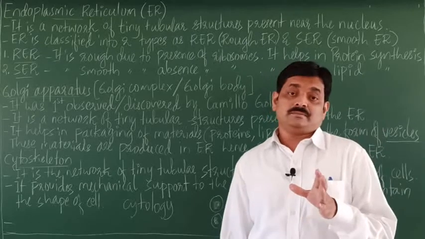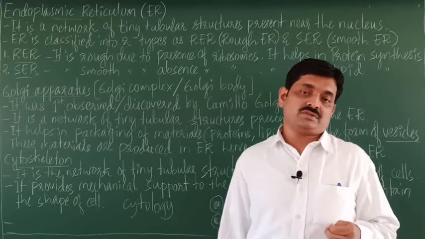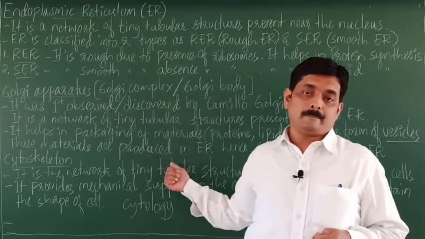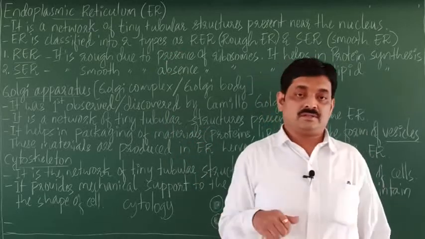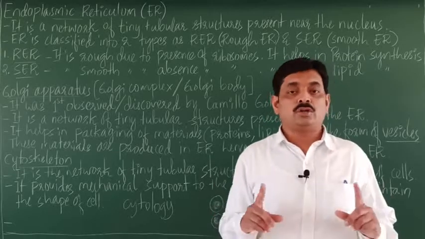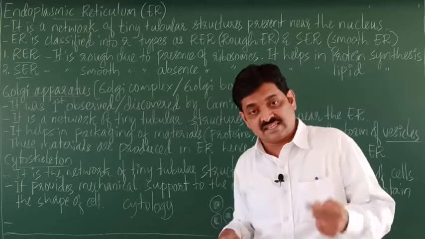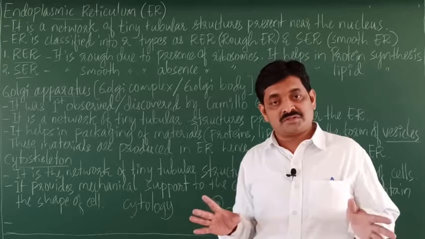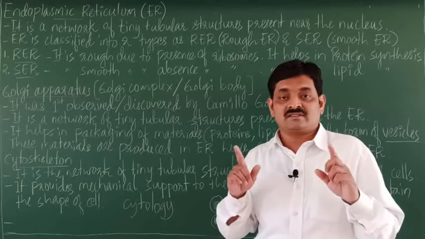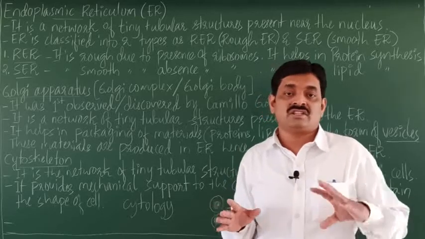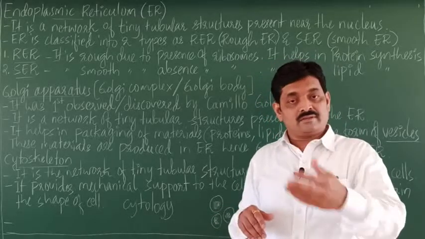So cytoskeleton consists of two supporting structures. One is endoplasmic reticulum and second is the Golgi complex. So endoplasmic reticulum and Golgi complex are the two important supporting structures of a cell, right? So because of this, we can call them supporting structures of the cell, or cytoskeletal structures of the cell.